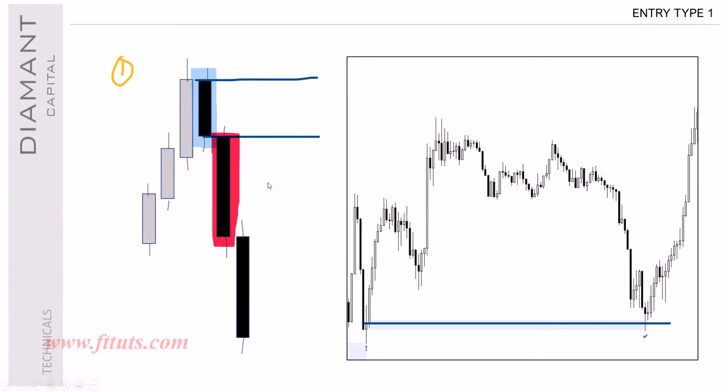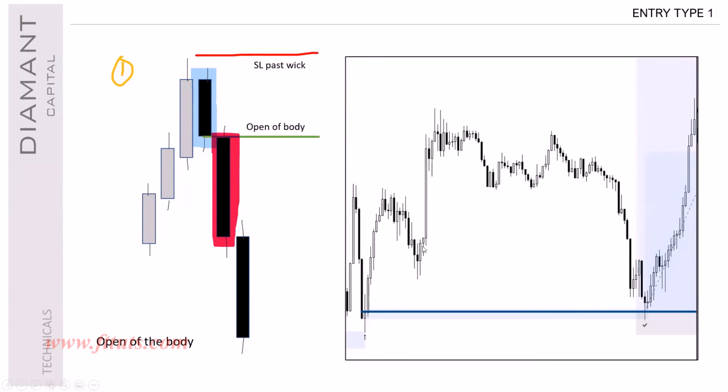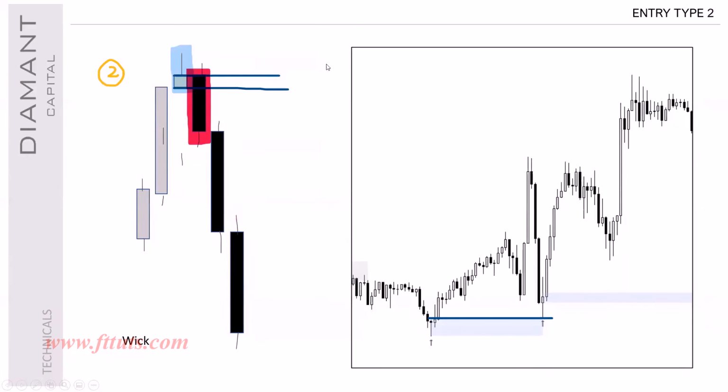Now, this is exactly what we're seeing with the engulf candle. Comes straight back down. Obviously, this is a discounted area. Enter off that body. How does the trade look? Entry right off the body, stop loss beneath the lows. Like I said here, open of the body, stop loss past the wick. Type 2.